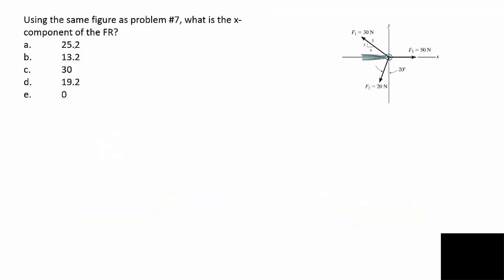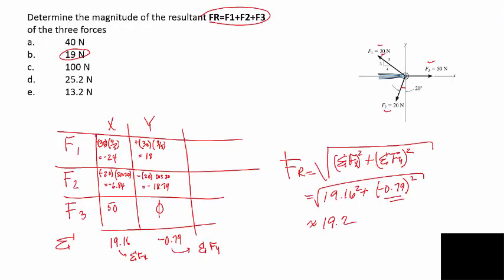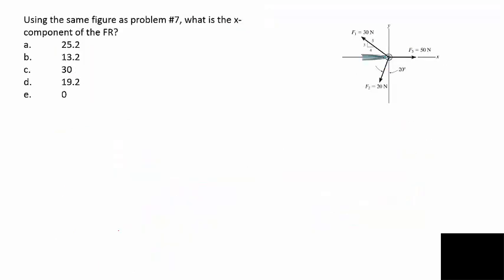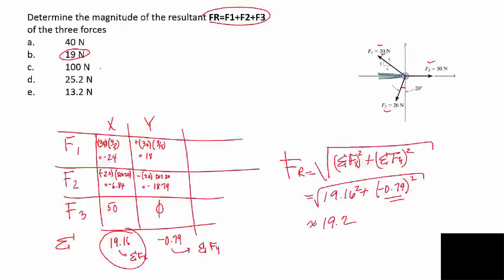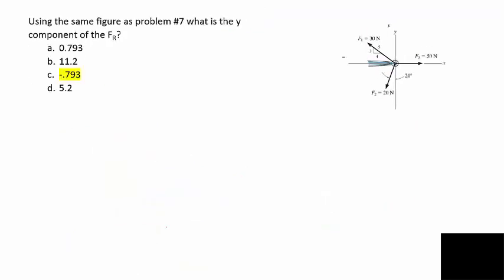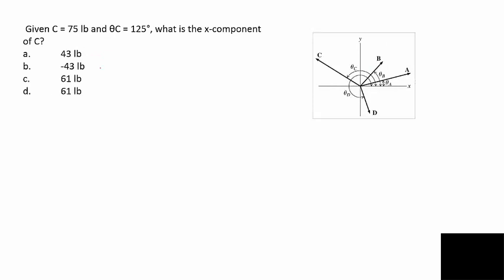So the next problem is calculating the x component, and we've already had to do that. So here's the x component from before. So here we have the x component, and then the y component here is 0.79 negative, and then here is 0.79 negative. So in order to solve those three problems, you have to go through it.